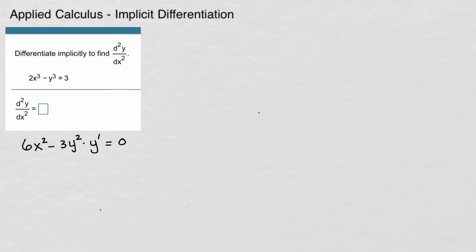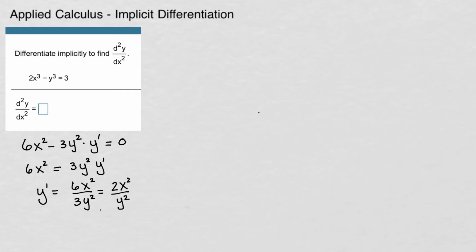So now I can solve this equation for y prime. I have 6x squared equals 3y squared y prime. So that means that y prime equals 6x squared over 3y squared. And I can simplify that and get 2x squared over y squared.